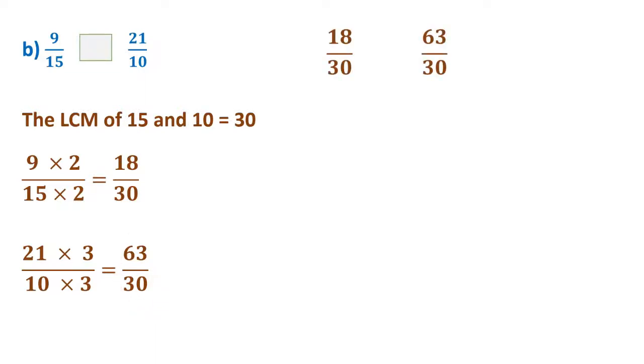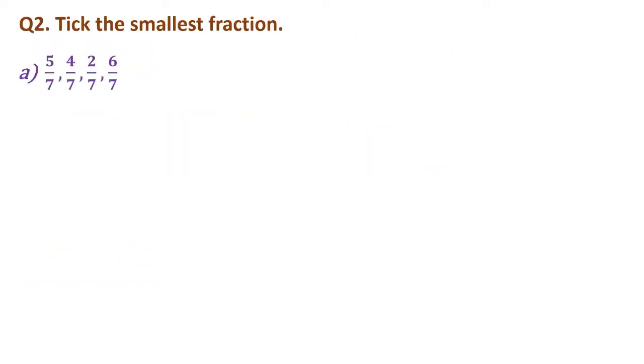Now we have two fractions, children, that is 18 by 30 and 63 by 30. Now these two are like fractions. Now when we compare the numerators, you see 63 is a greater numerator than 18. So that is why we have 63 by 30 as the greater fraction than 18 by 30. So these are the equivalent fractions of 9 by 15 and 21 by 10. That is why 21 by 10 is greater than 9 by 15.